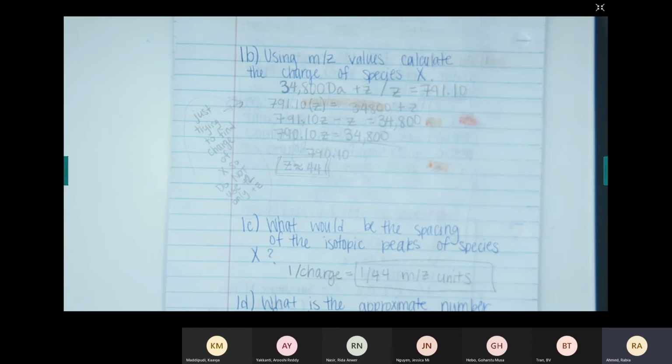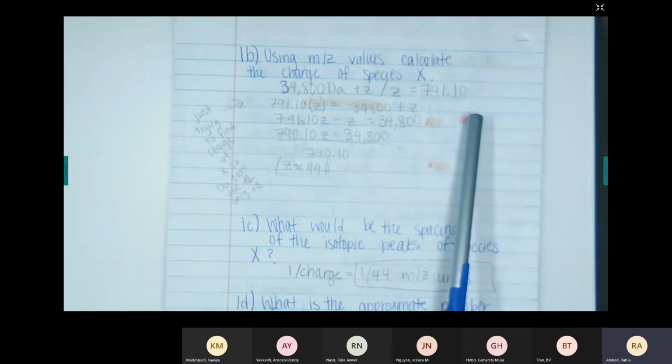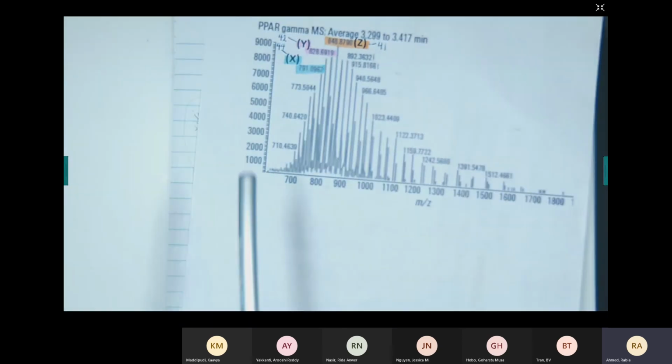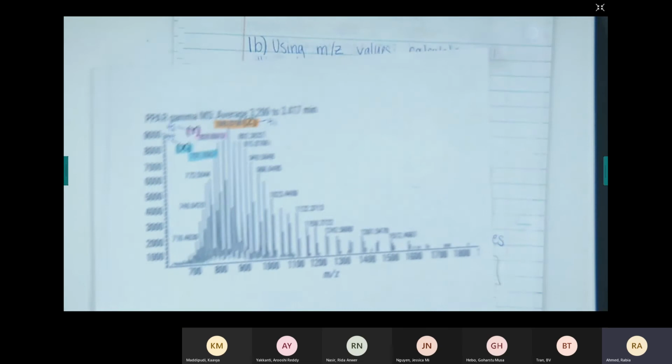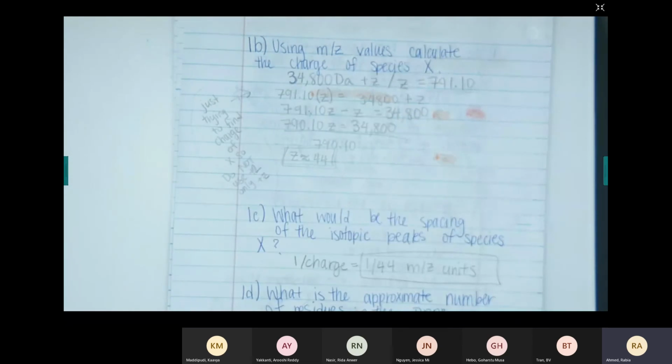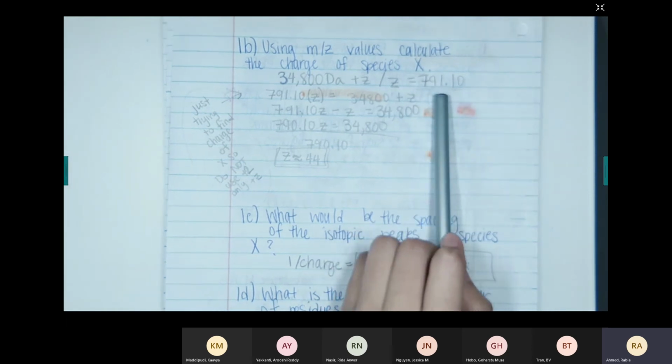Using M over Z values, calculate the charge of species X. So 34,800 daltons, which we got from 1A just now, plus Z over Z equals 791.10. So this 791.10 is the value of X. And we don't need to do +1 or +2 like we did for the Y in 1A, because we're just trying to figure out the X here, so we don't need to input it in a different equation. It's equal to the exact value of X.